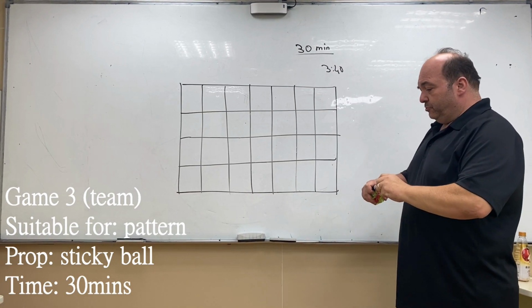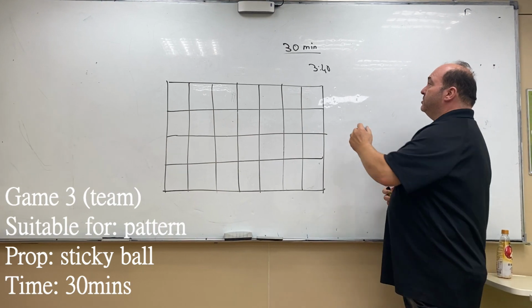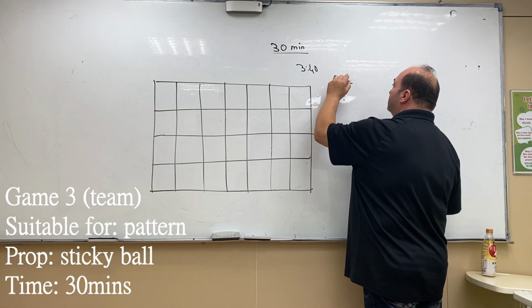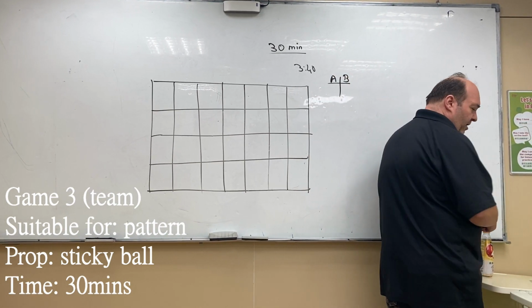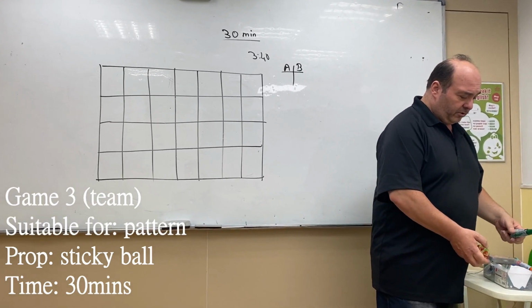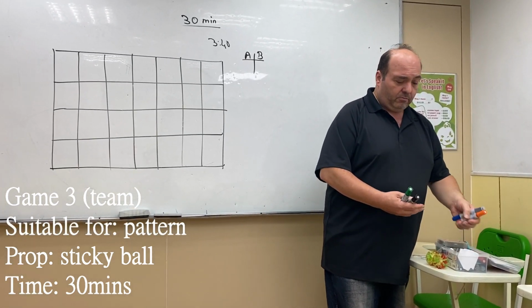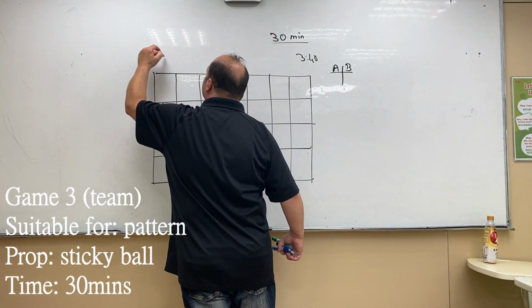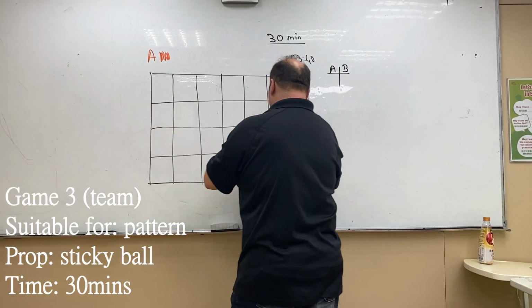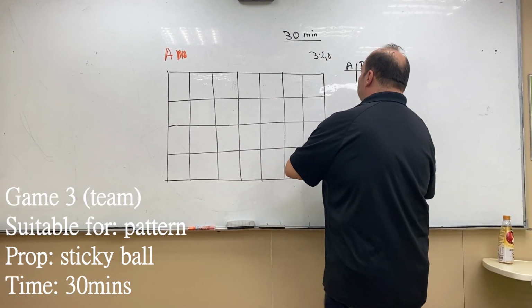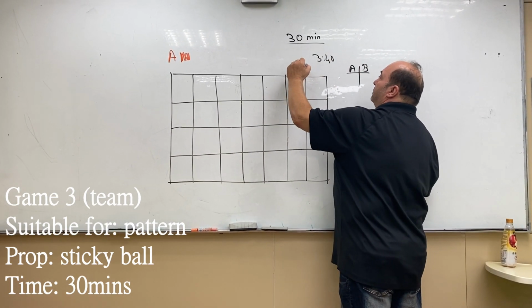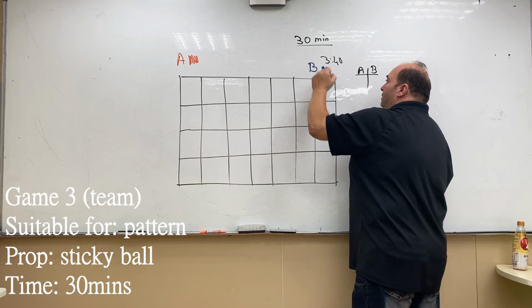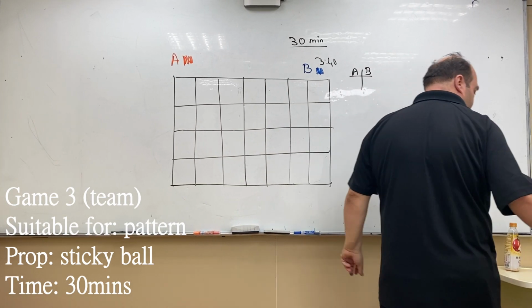Alright, so now we choose 2 teams. You don't have to write the team here, but the 2 teams have to choose a color. So you let your teams choose a color. What color do you want? Okay, Team A, we want orange. Okay, Team A is orange. And team B is blue. So now it's very easy.